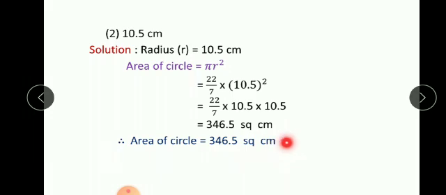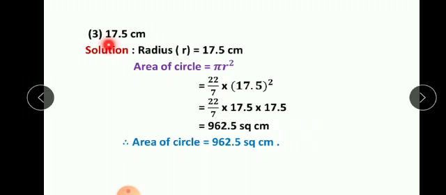So question number 1, second sub question is also over. Now let us see question number 1, third sub question. 17.5 centimeter, this is what? Radius is given. Radius r is given as 17.5 centimeter. So area of circle is pi r square. Substitute the value of pi, 22 upon 7, and r is 17.5 whole square. So 22 upon 7 into 17.5 into 17.5. So what will be the answer? 962.5 square centimeter. This is the answer. Therefore area of circle is 962.5 square centimeter. Now question number 1 is over.